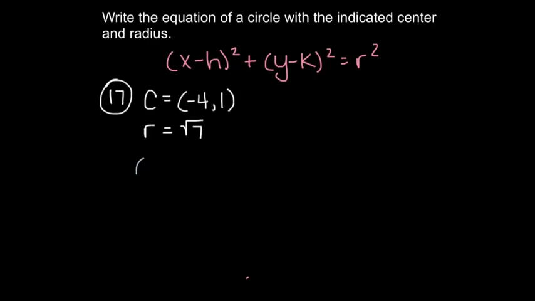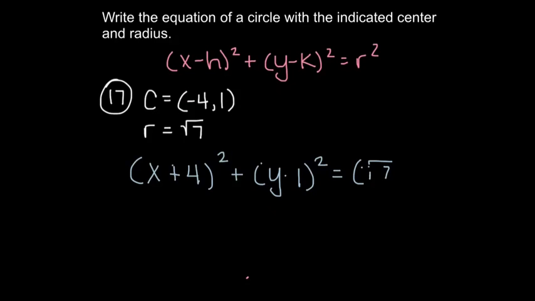Let's start that over again. We have the x. If we minus a negative 4, that's the same as adding 4. So this will actually be x plus 4 quantity squared plus y minus k, so that will be y minus 1 squared equals the square root of 7 squared.